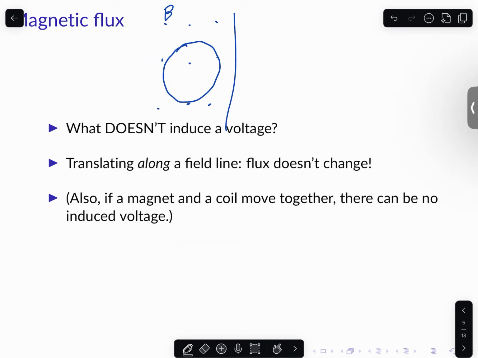Also, if I move a coil and a magnet next to each other in the same direction, there is no induced voltage. The magnetic field is moving along with the coil of wire. You are not changing the field in the vicinity of the wire. The wire feels a constant flux, no voltage. So far, so good. All these points easy peasy after what we saw before.